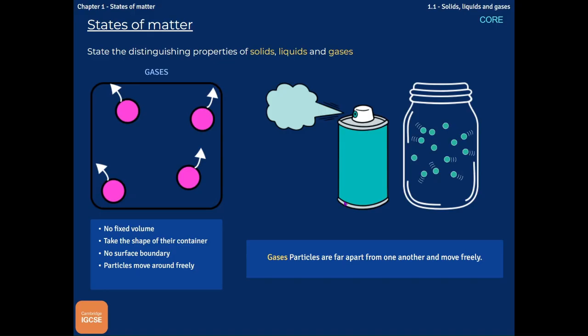Third state of matter is gas, and gases are very different. They have no fixed volume, so a gas will fill up whatever container you put it in. If you put these 4 particles of gas into the room you're in now, it would fill up the room because they don't have a fixed volume. They take the shape of their container. That's similar to liquids, but they do not have any boundaries, right? No surface boundary. And the particles are moving around freely, so they're no longer close to each other. They're far apart, and they are moving around and bouncing off of things and bouncing off of each other, right?